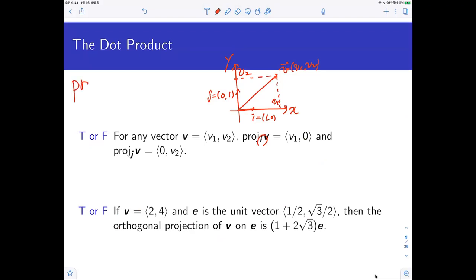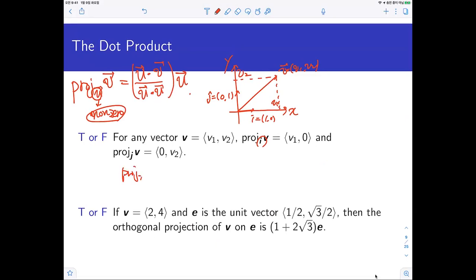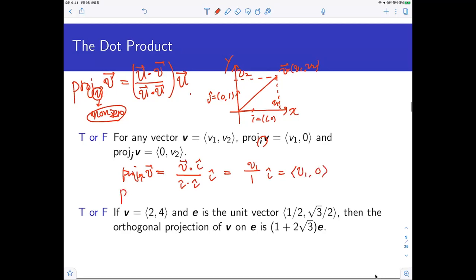Just record the formula. The projection of vector v onto vector u is here. Vector u should be a non-zero vector. Then the formula is (u dot v) over (u dot u) times u. We use this formula to get the projection onto i: (v dot i) over (i dot i) times i, since this is v1 over 1 times i, so we get (v1, 0). Similarly, we also get the projection of vector v onto vector j is (0, v2).